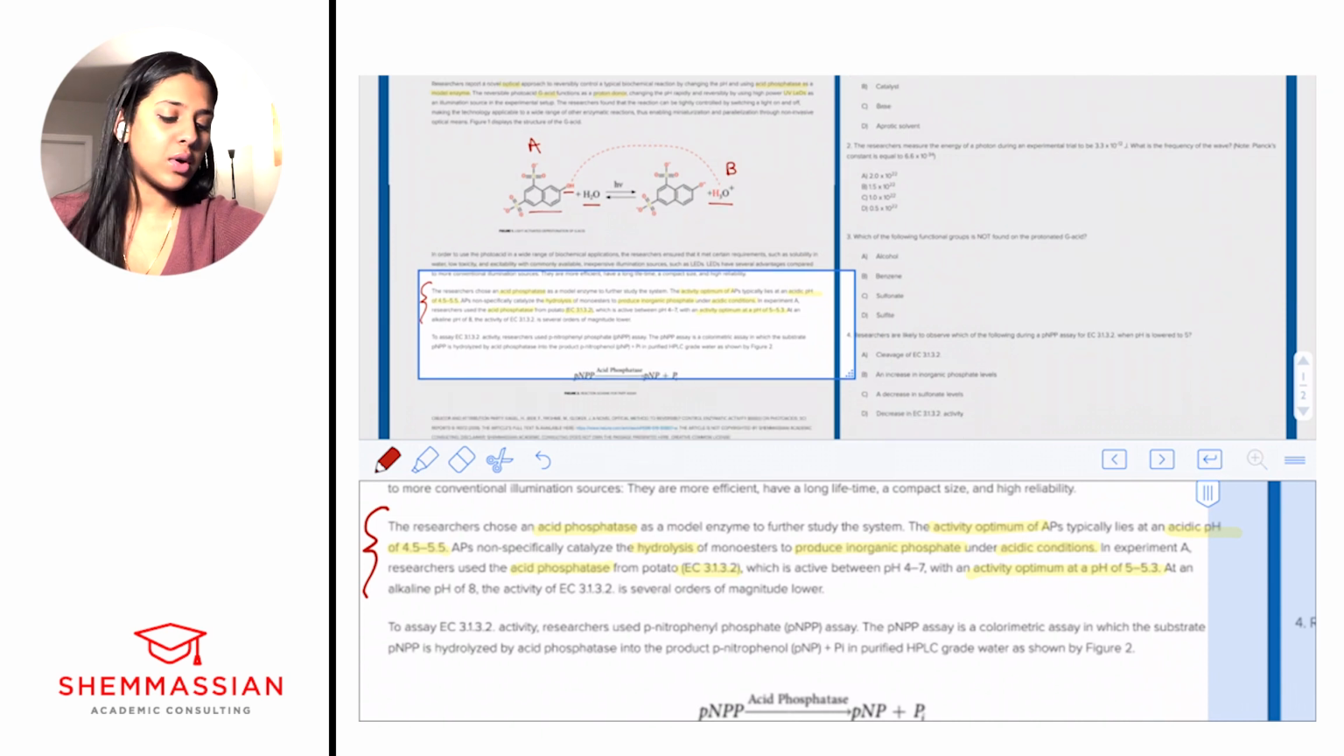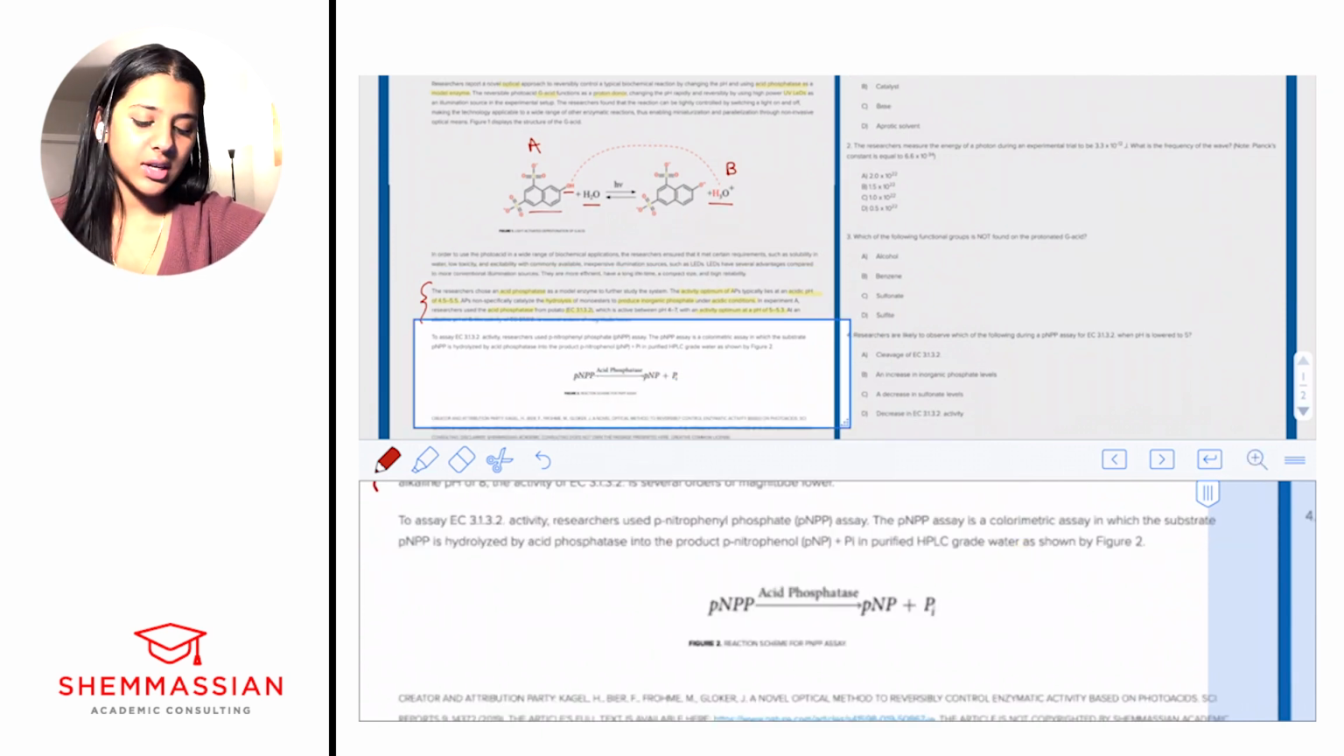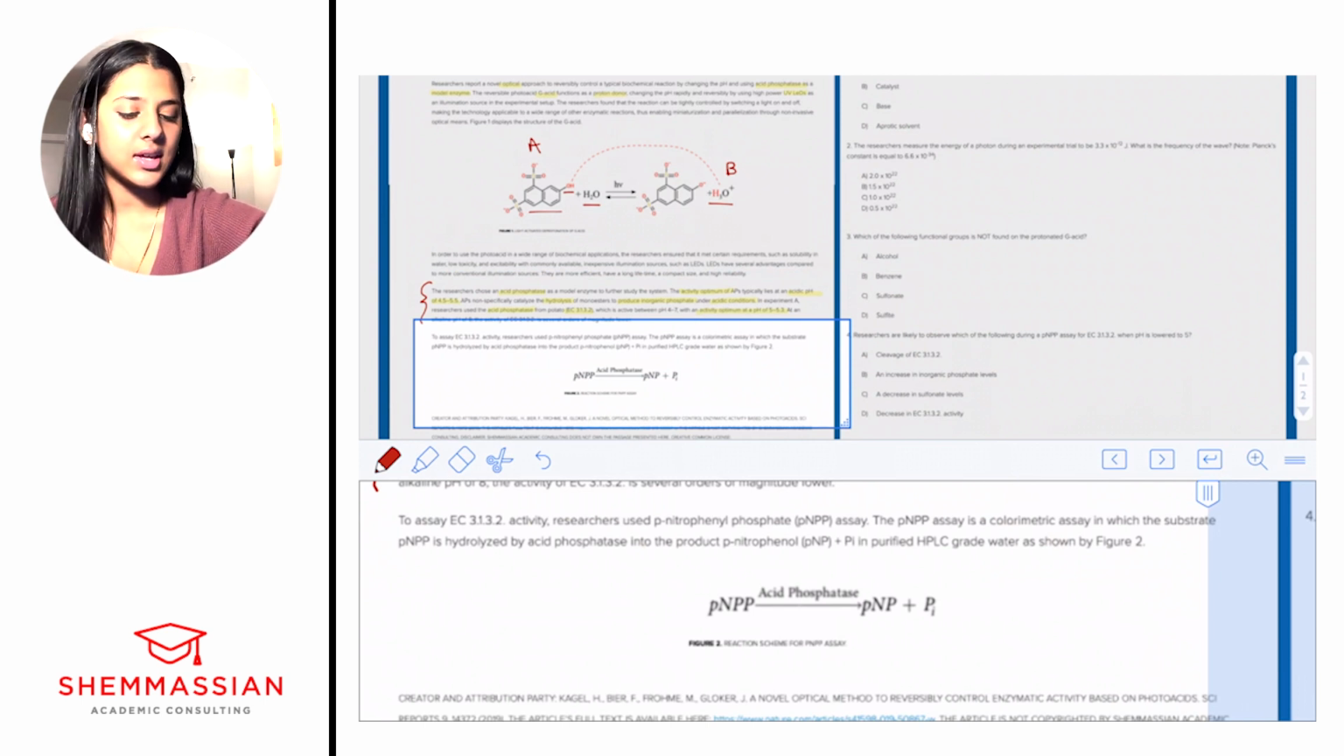All right, so looks like there was a reaction done here that can be summarized quite neatly by this figure. Looks like our acid phosphatase is doing exactly what we just read that it does, cleaving monoesters into its product and inorganic phosphate. Okay, so that's the study.